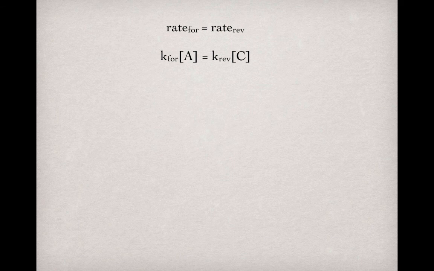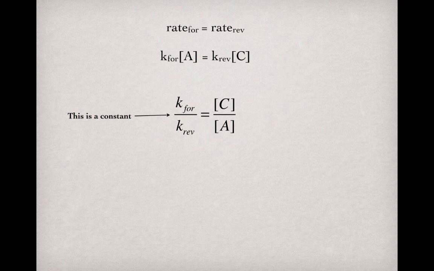Well, let's rearrange that and put all of our rate constants on one side and our concentrations on the other. So we have K forward over K reverse is equal to concentration of C over the concentration of A. Now we see that we've got two rate constants there, K forward and K reverse, and one constant divided by another constant gives you yet another constant. So that value is in fact a constant. And those concentrations for C and A are going to be equilibrium concentrations. These are not initial concentrations where the reaction started. These are equilibrium concentrations where the reaction has finished up when it reaches equilibrium.